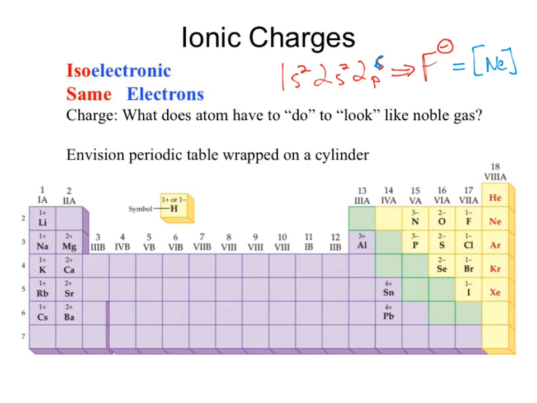So which is easier to do? Gain 1 or lose 7? Gain 1. So what does fluorine do? Gains 1 and becomes a -1 charge.